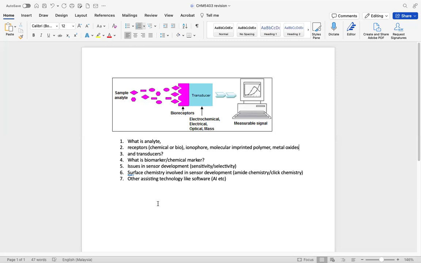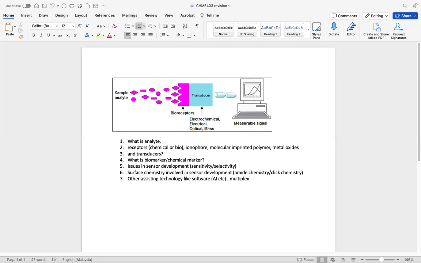Right. Number 7 is of course very important, because now people tend to do what we call multiplex. Okay, let me just put the word there. So what is multiplex is, for a sensor, we want to know many diseases, for example. Many analytes can be measured in one go.